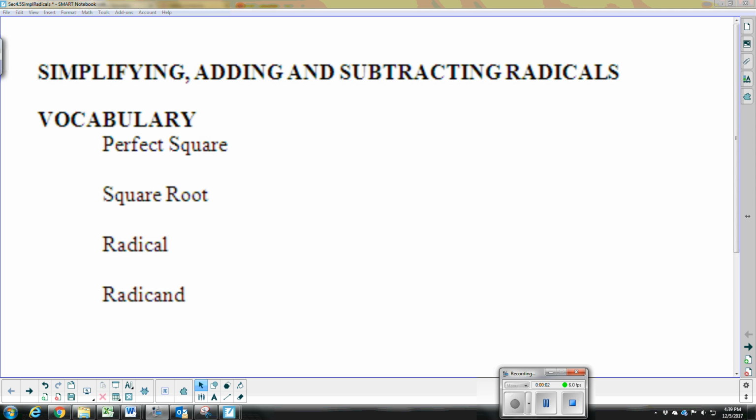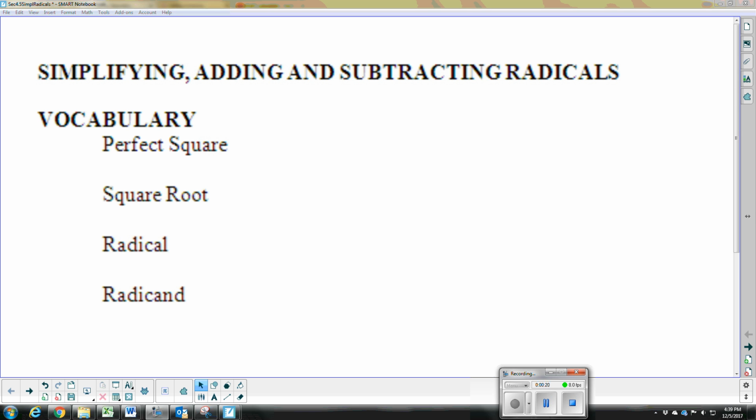Hi ladies, this is after lesson 4.4 but before lesson 4.5. This is just meant to be some review for simplifying, adding and subtracting radicals. And then we'll also do in this video later a section about multiplying radicals.